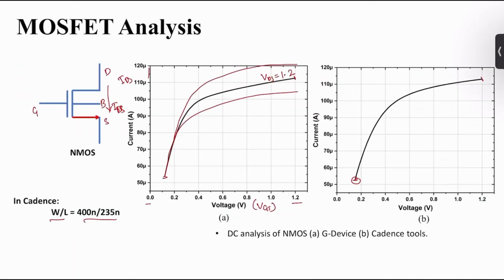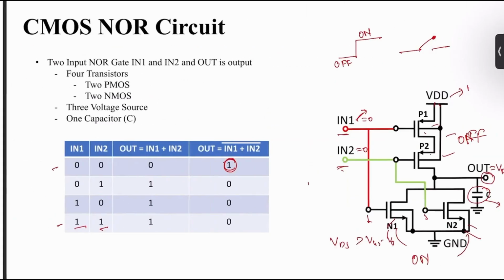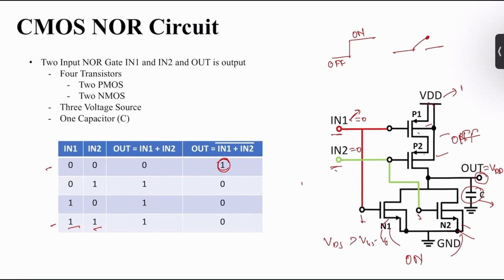Here I can also tell one thing, that this is like some triode region and this is some active region. So it will be in the active region at that time, so that's why it will be on. So these two will be on and these two will be off. So the ground will be connected to the out, so at that time it will be 0. So you will get 0.